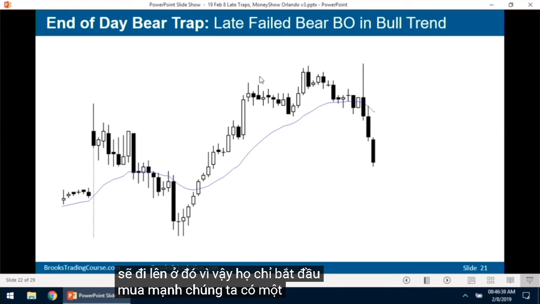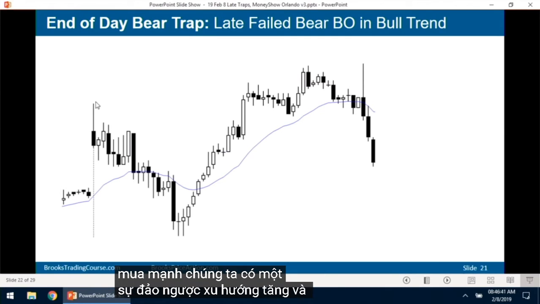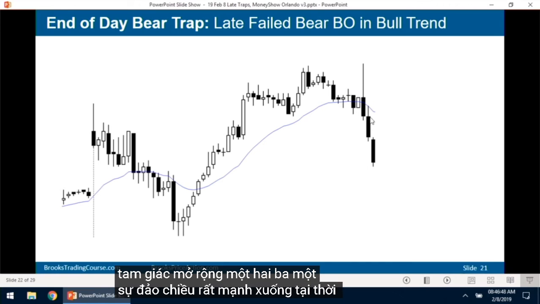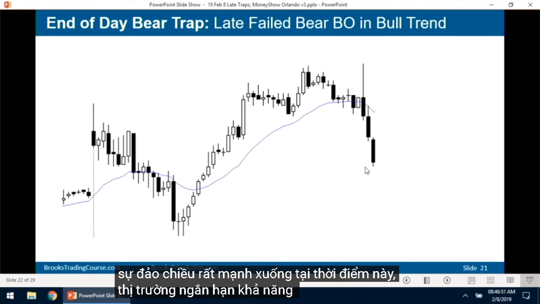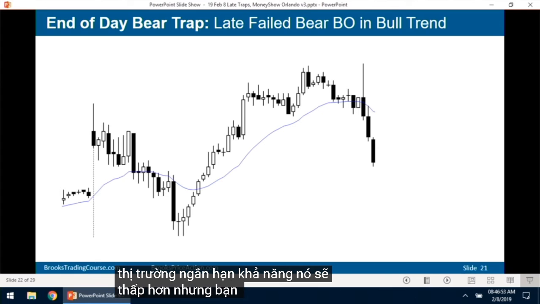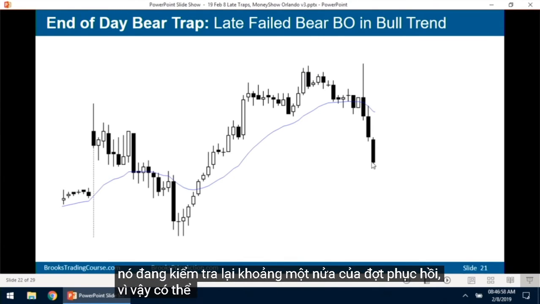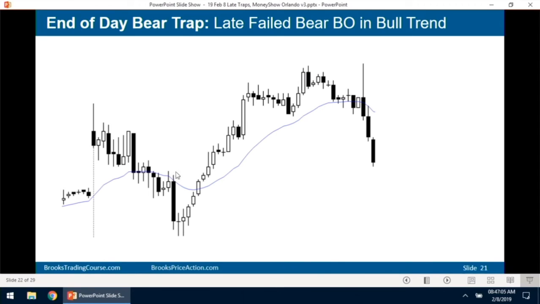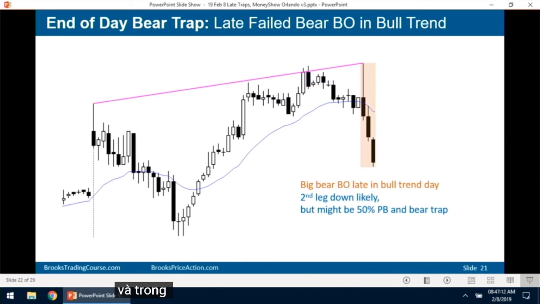We have a bull trend reversal and a wedge, 1, 2, 3, or an expanding triangle, 1, 2, 3, a very strong reversal down. At this point, the market is short. The odds are it's going lower, all right? However, you also know it's retracing about half of the rally, so it's possibly a 50% pullback. It's testing this breakout point. We have a sell climax, and we broke above it. So it's always possible to be a bear trap. You need to know what the next bar or two look like.